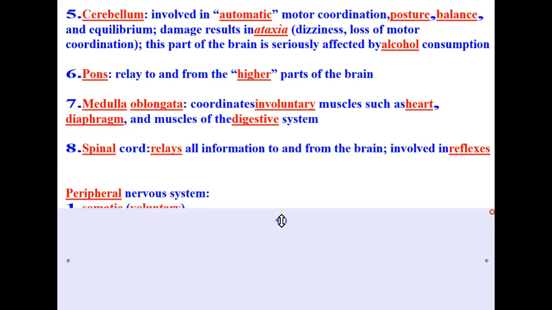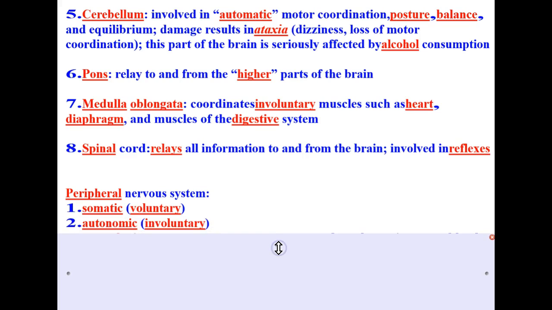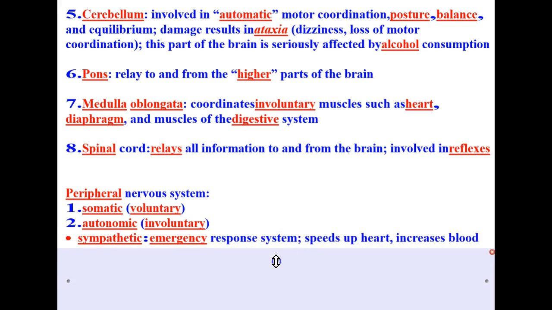All right, next the parts of the peripheral nervous system. We have the somatic, which is the voluntary nervous system, versus the autonomic, the involuntary nervous system. In the autonomic, there are two categories. The sympathetic, which is the emergency response system, speeds up your heart, increases blood pressure. This is the nervous system that causes you to freak out.